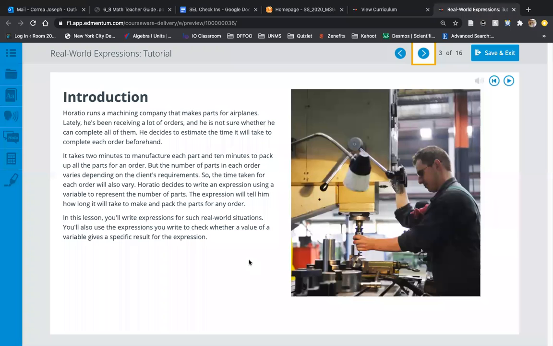It says here that Horatio runs a machine company that makes parts for airplanes. Lately, he's been receiving a lot of orders, and he's not sure whether he can complete all of them. He decides to estimate the time it will take to complete each order beforehand. It takes 2 minutes to manufacture each part. So we got some numbers.